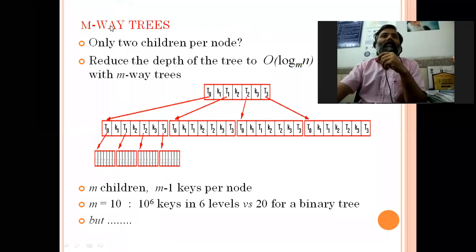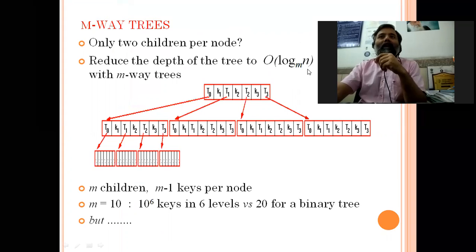So what is M-way tree? Only two children per node? No. We will have a structure like this, and that's why the time complexity will become O(log n) base M, because the order of the tree will be M now.